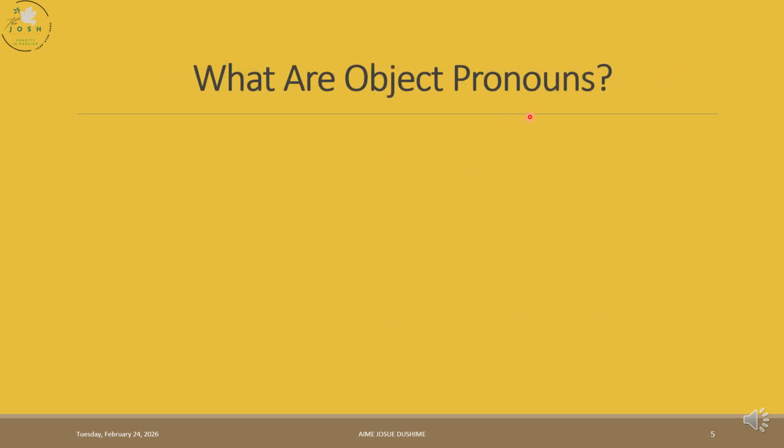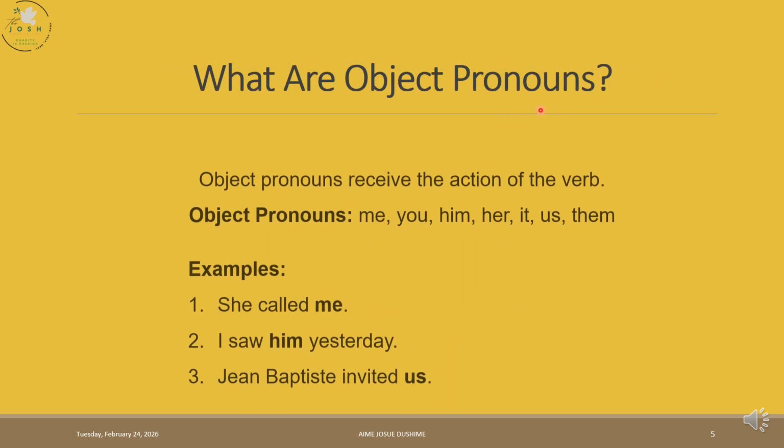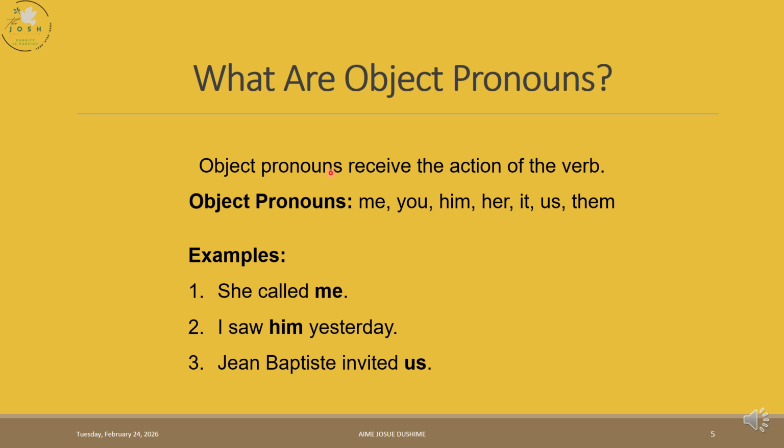What are object pronouns? Object pronouns receive the action of the verb. Remember, we said that subject pronouns are the doer of the action, the person doing the action. Now, when we go into object pronouns, we are talking about the receiver of an action. Who is receiving an action?